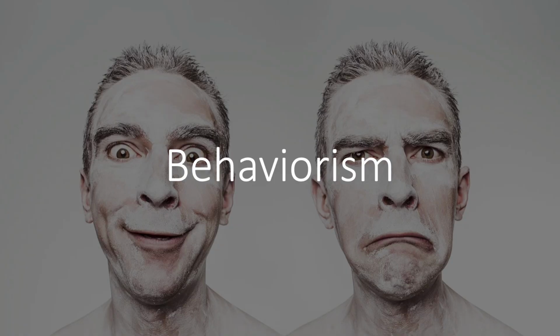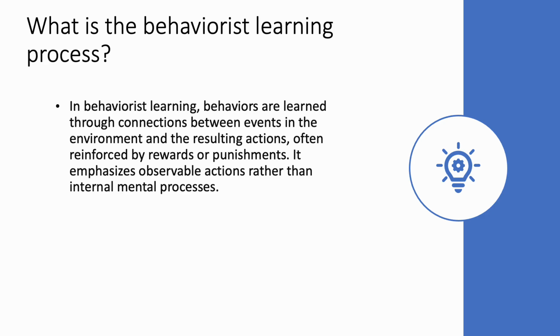So let's start with our first learning theory, behaviorism, right? It has this word behavior in it, and you may or may not be able to easily guess this, but behaviorism is really concerned with people's behavior, right? So what is the behaviorist learning process? This is a little bit weird and kind of hard to understand now, but it will be easier to understand maybe later when you start to compare behaviorist learning to other learning theories.